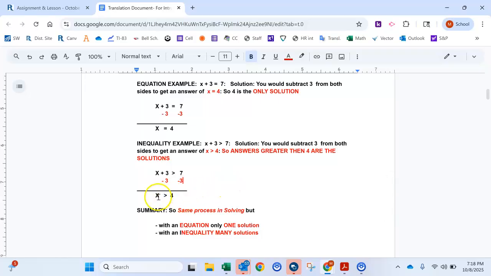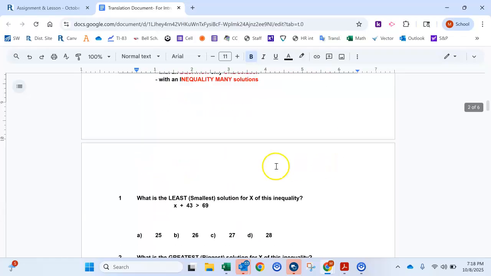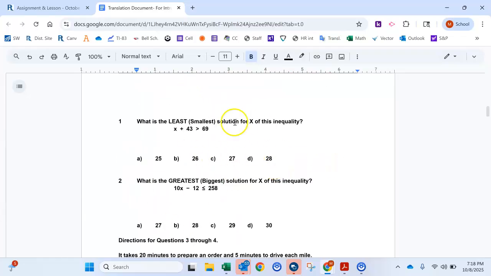So that could be numbers like 5, 6, 7, 8, a million numbers, right? As long as they're bigger than 4. Again, it's the same process. Subtract 3, minus 3, minus 3. Same process, right? But when it is an equation, one solution. When it's an inequality, many solutions, okay? That's the difference, but the process is the same. So here is the first question.